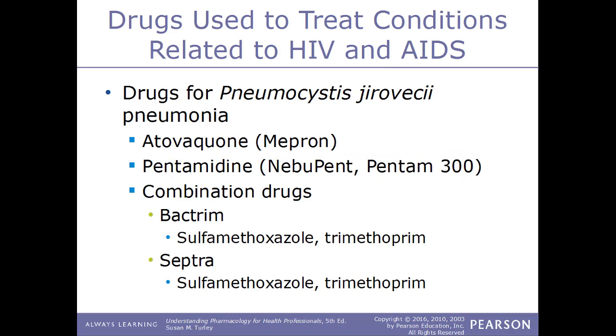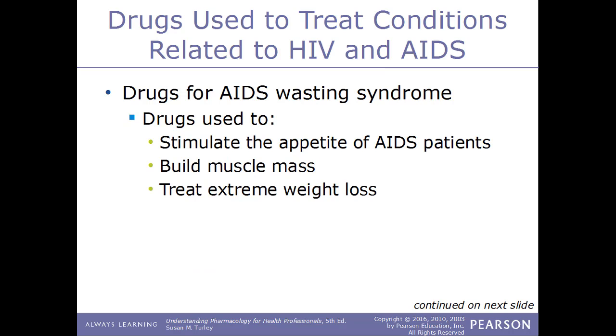Some drugs that would be used to treat this kind of fungal infection: atovaquone, known by the brand name Mepron; pentamidine, known by the trade names Nebupent and Pentam 300. You can also use combination drugs to treat this condition, like Bactrim and Septra, both of which are combinations of sulfamethoxazole and trimethoprim.